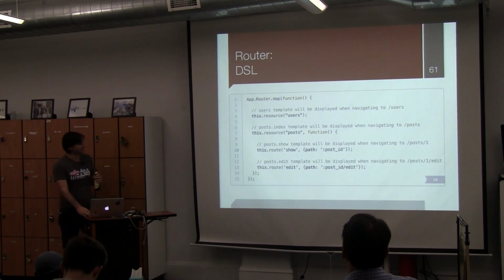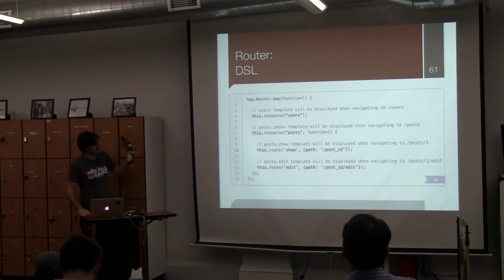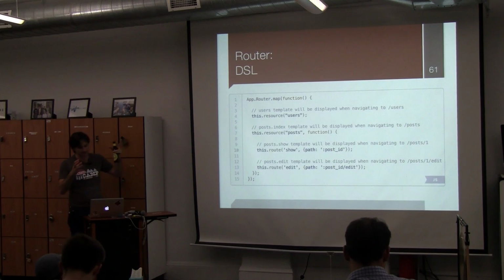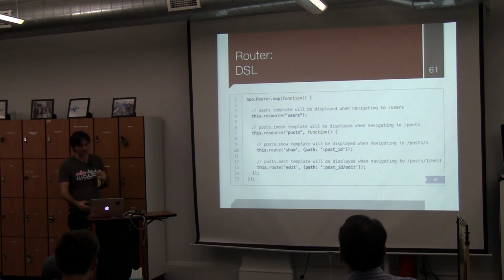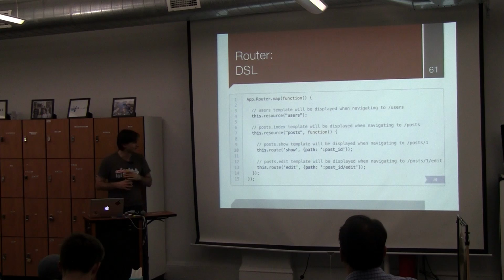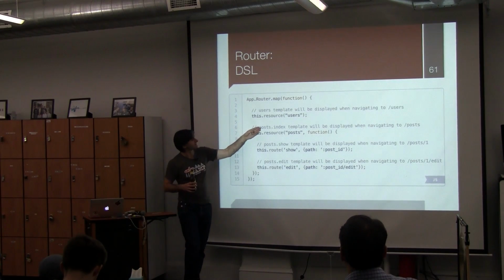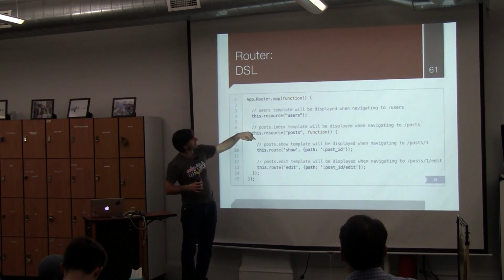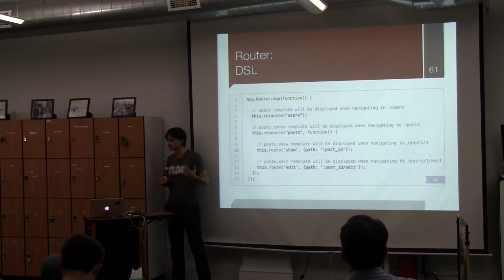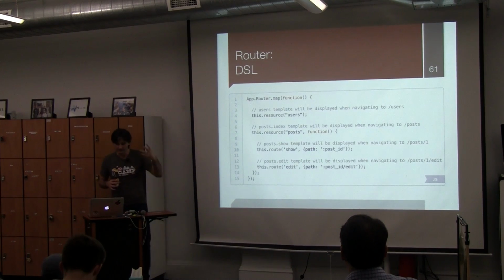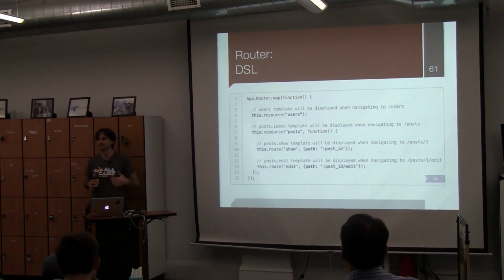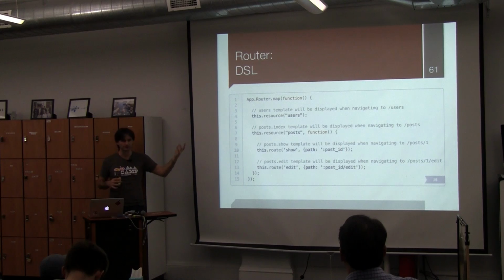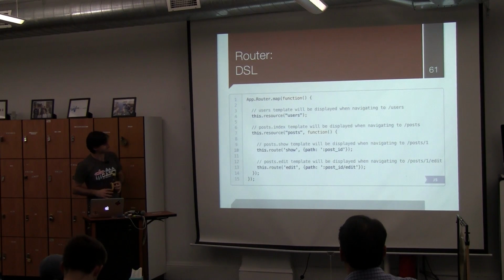This is the router DSL. It lets you specify the possible URLs and paths, and it's the foundation for the naming convention that follows. To pick out just the simple example, if you say this resource users, then when you go to /users, the users template will be displayed, and the users controller will be used as the context for that template, and if there's a users view, that will be the view for that triad. Same as we move down.